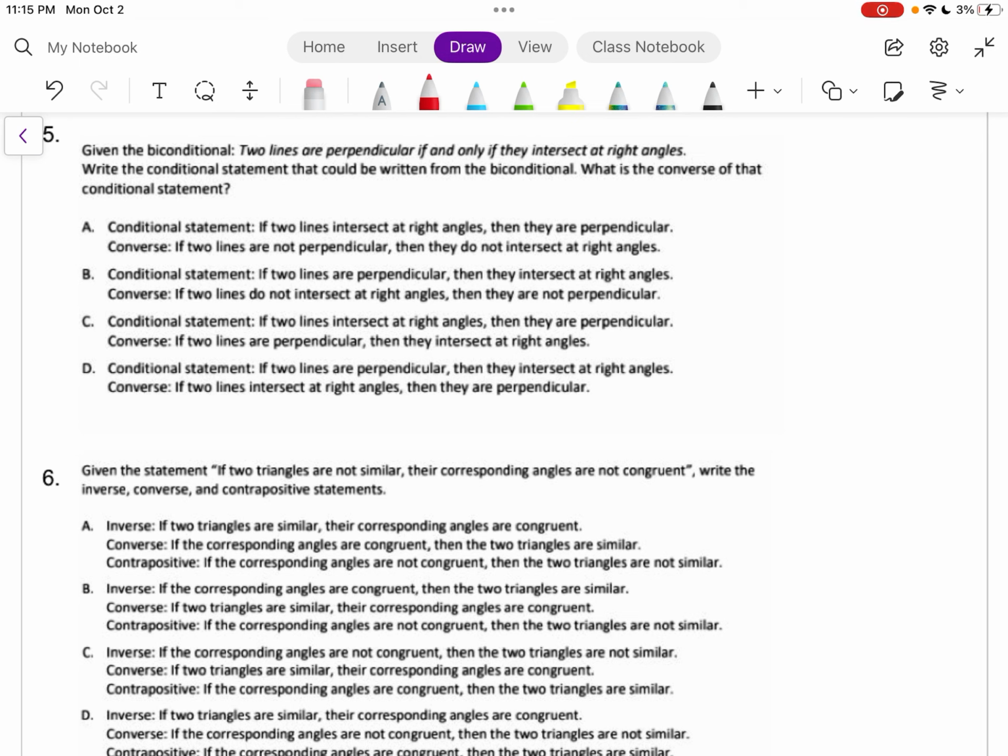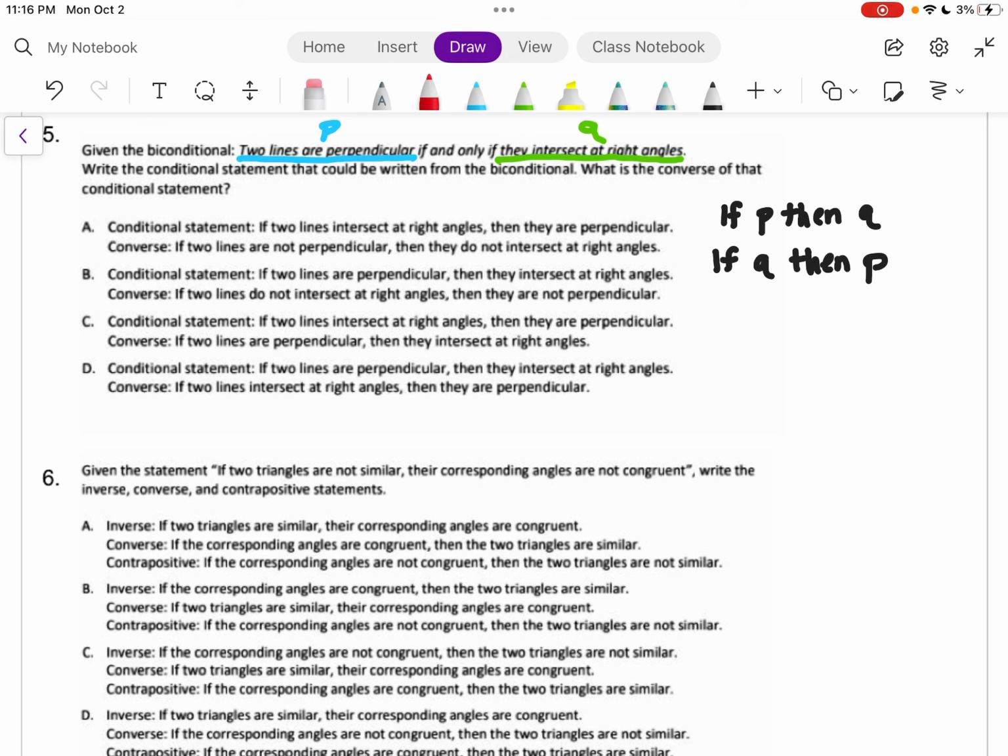So let's assume that the first part of a sentence is called P. So in our sentence, 2 lines are perpendicular would be the first part of our sentence, P. And where it says they intersect at right angles, that is called Q. A conditional statement will say if P, then Q. And the converse will say if Q, then P. So our conditional needs to say if 2 lines are perpendicular, then they intersect at right angles.